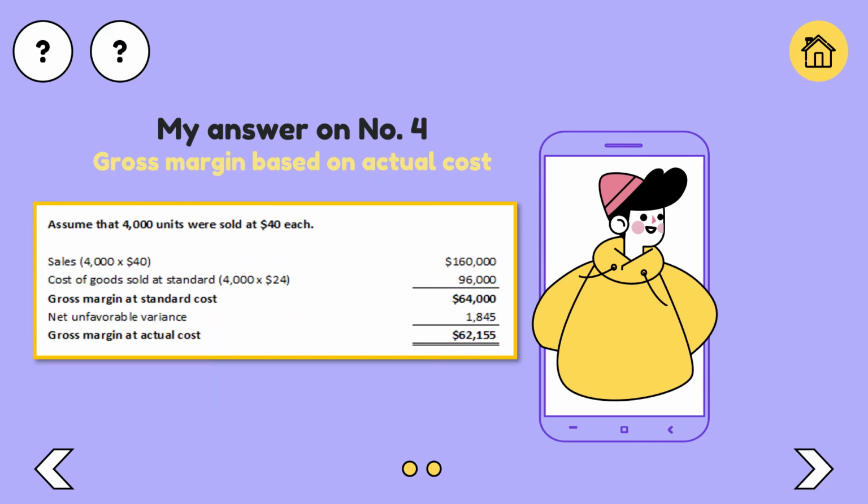Next, we are asked to calculate the gross margin based on actual cost. In order to do that, we simply subtract the net unfavorable variance from the gross margin at standard cost, which we had calculated earlier. And we get the gross margin at actual cost, which is $62,155.